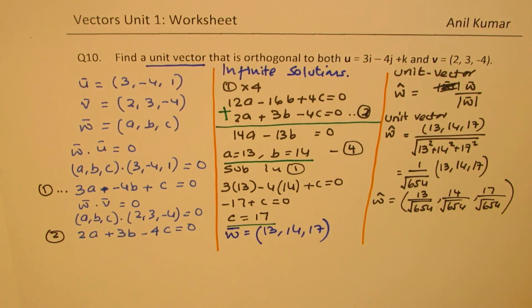So I hope that makes sense. So with this, we have done a great application of the dot product to find an orthogonal vector to two given vectors in R3. We complete the solution of all the 10 questions of our worksheet, which was provided by Lisa.